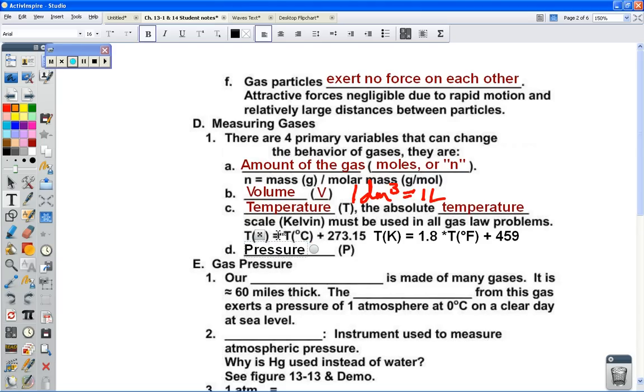And the last one is pressure, which we go into in more depth down here. Our atmosphere is made up of many gases. It is about 60 miles thick.